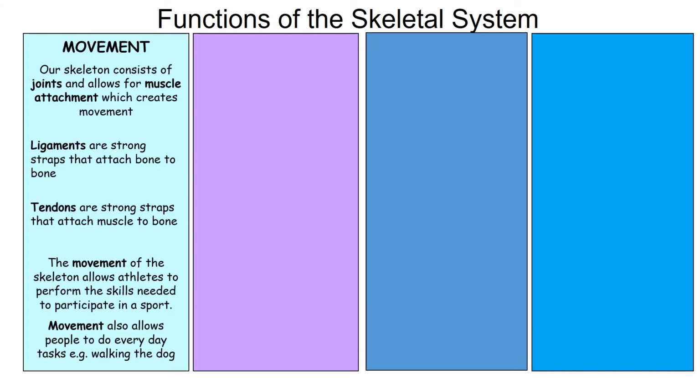So, movement. Our skeleton consists of joints and allows for muscle attachment, which creates movement. There's ligaments, which are strong straps that attach bone to bone, and tendons that are strong straps that attach muscle to bone. How I remember it, I always think of your Achilles tendon, which attaches to your heel bone. It attaches your calf muscle to your heel bone. So that's how I always remember tendons are muscle to bone.